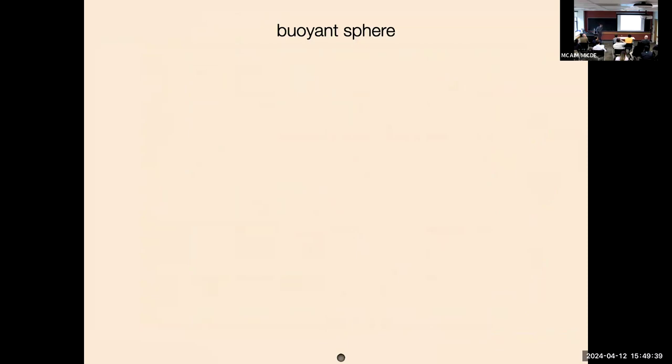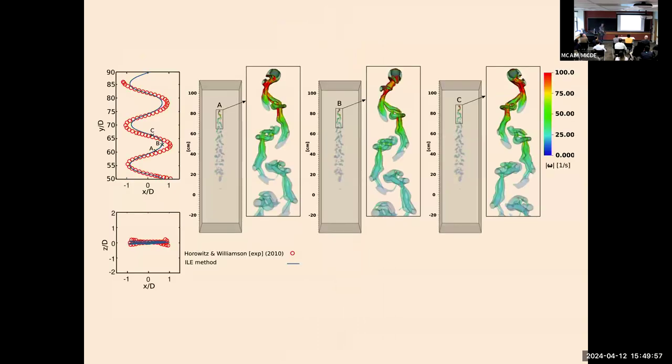This is a case that's hard for body conforming methods to handle. It's a very light sphere in a water column. When the sphere rises and reaches a critical Reynolds number, it starts vortex shedding, and then the sphere heaves back and forth. It's in a square duct, and that duct picks out a heaving direction, so the direction of heaving is aligned with the axis of the square duct. Again, there's some experimental data, in this case from Horowitz and Williamson, that we're in good agreement with. Now there's a free surface in the real experiment that we're not modeling, so eventually as it gets closer you're going to get worse agreement.